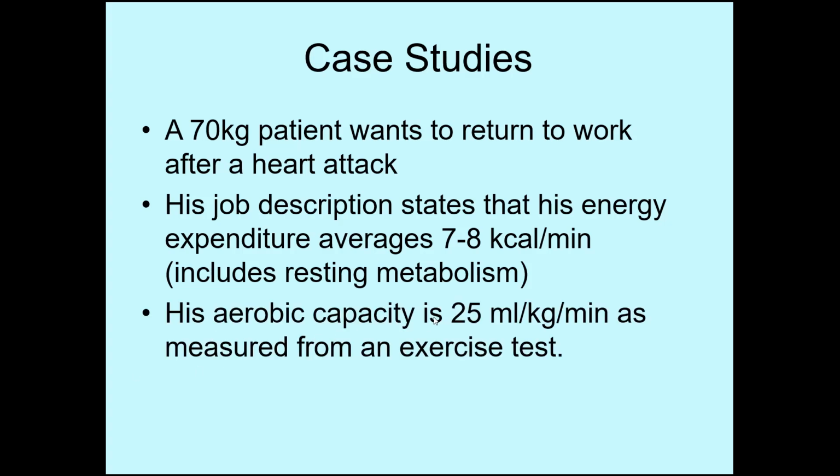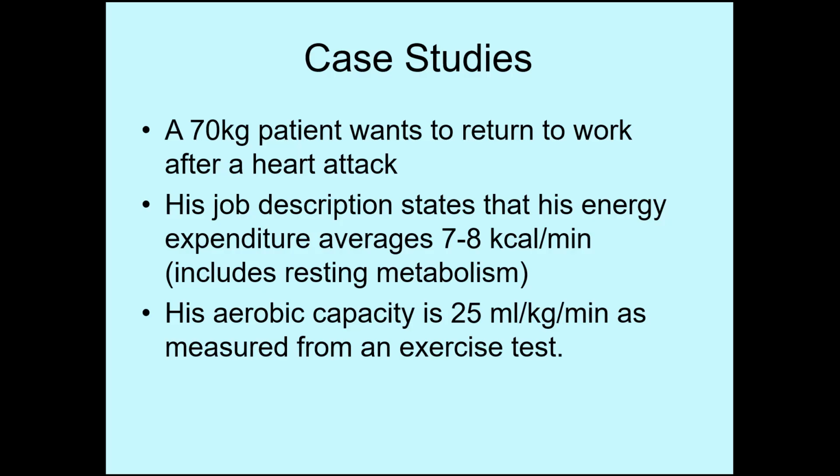So his aerobic capacity, our VO2 max, is 25 milliliters per kilogram per minute. And you got that off of an exercise test. That would be given to you also. So the question is, is he ready to go back to work? So how do you know this? Well, there's a couple ways to do it. The way I'm going to do it is convert their VO2 max to units of kcals per minute.